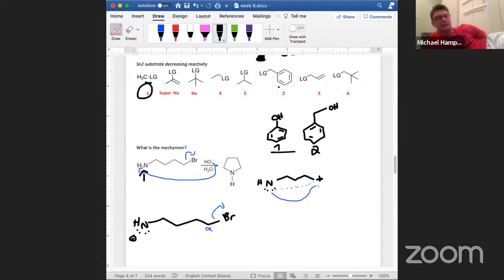Again, if the leaving group is directly attached to the double bond, it will not occur. This is another example of this. This is a super no. Never going to happen. All it takes for it to become really good is becoming a benzyl. Not a phenyl, but a benzyl.